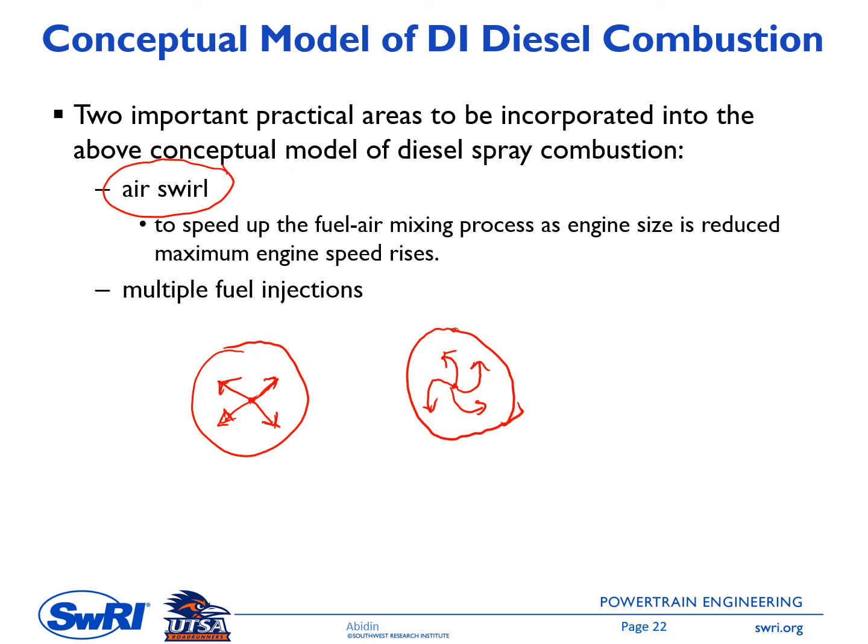Because of the swirl counterclockwise, assuming you have the spray with a certain cone angle, you expect to have more spray area because of this. Having more spray, or a larger spray area, means we have an enhanced fuel-air mixing process.